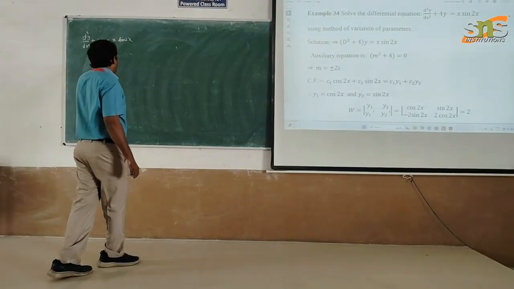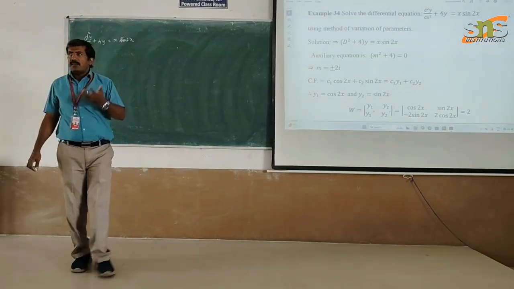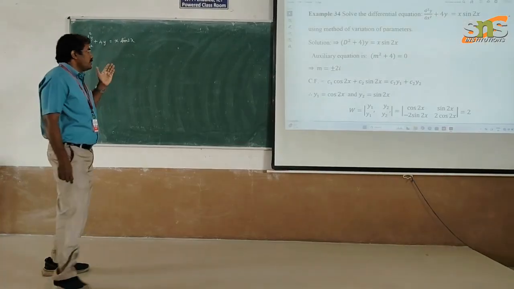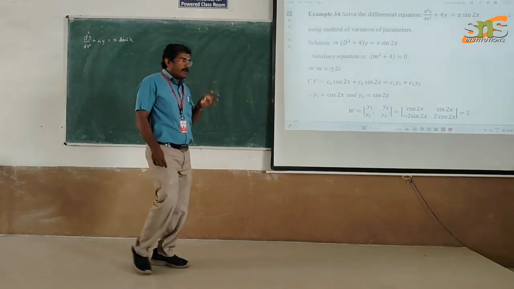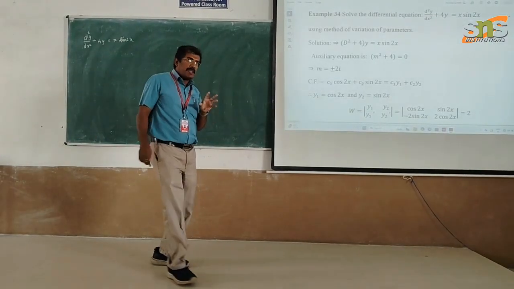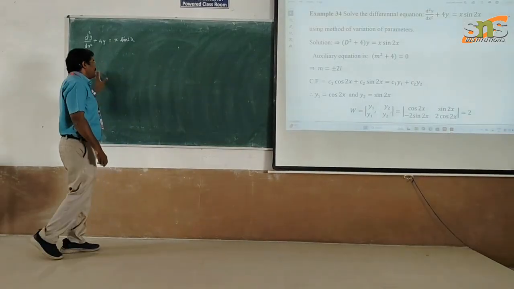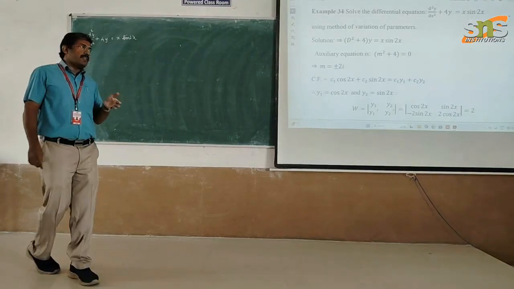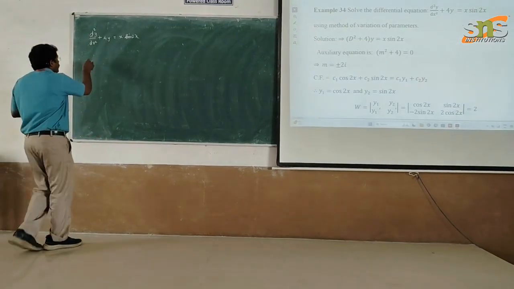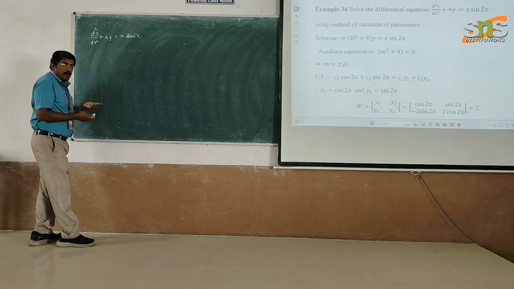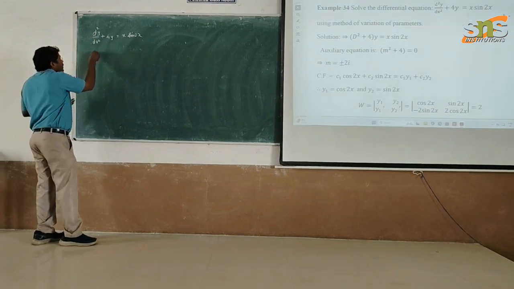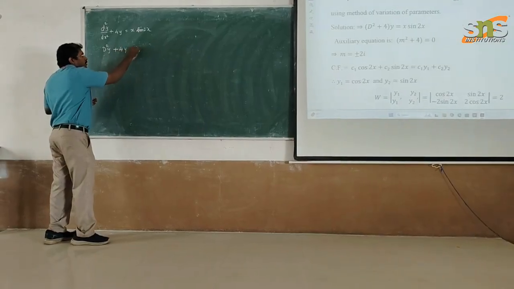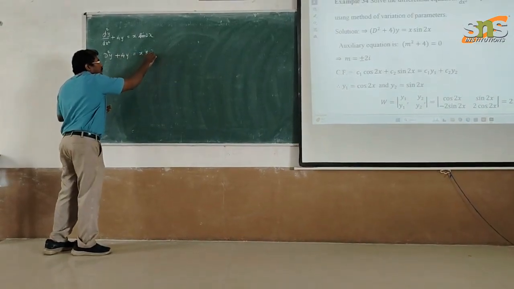The same kind of question we have already seen in second order differential equations as type 5. Here we can solve the same question using the method of variation of parameters. The first step is the same: you will be finding the complementary function. So what is the procedure involved? First you have to find the general form. This could be written as D²y plus 4y is equal to x sin 2x.